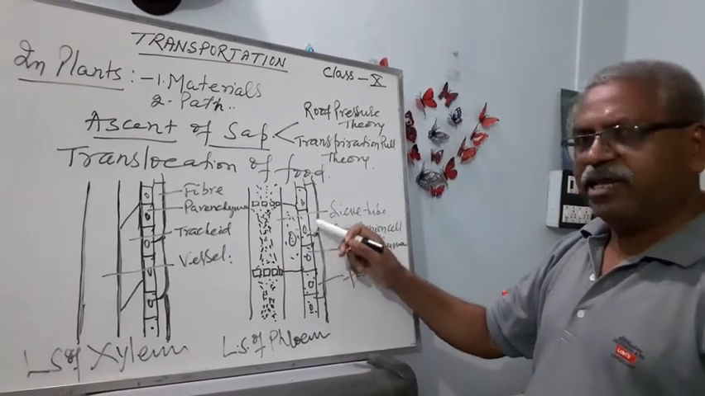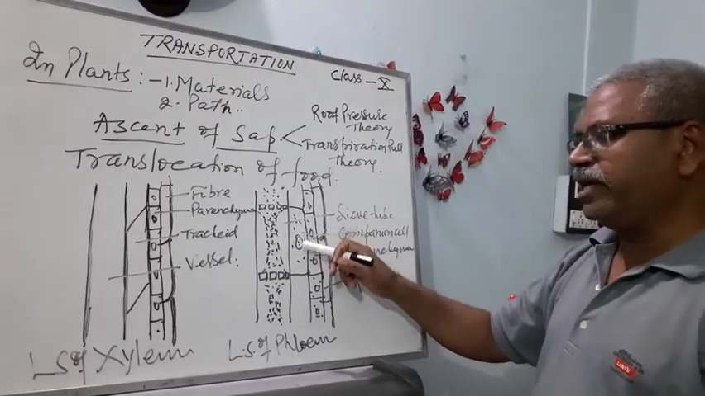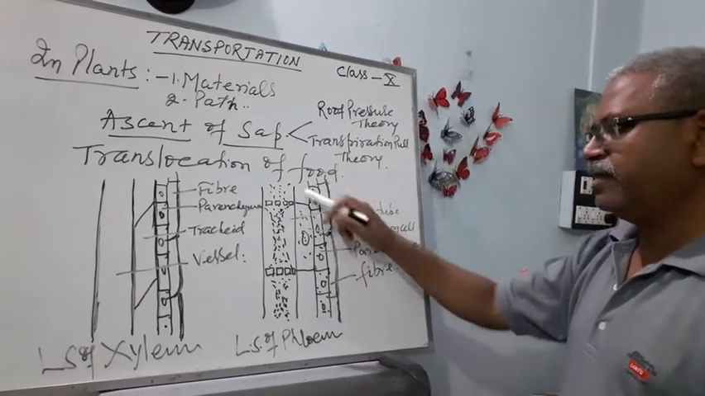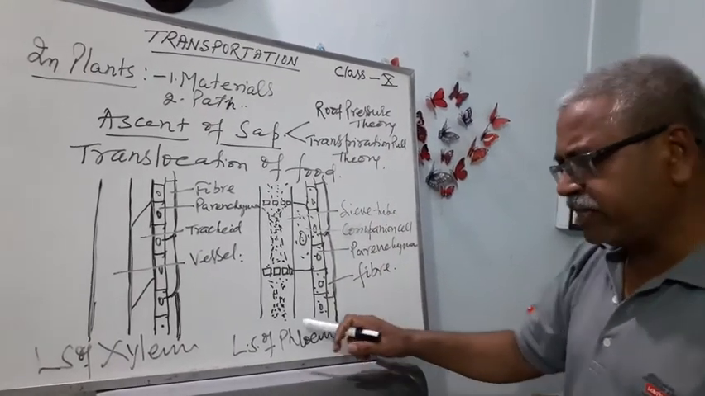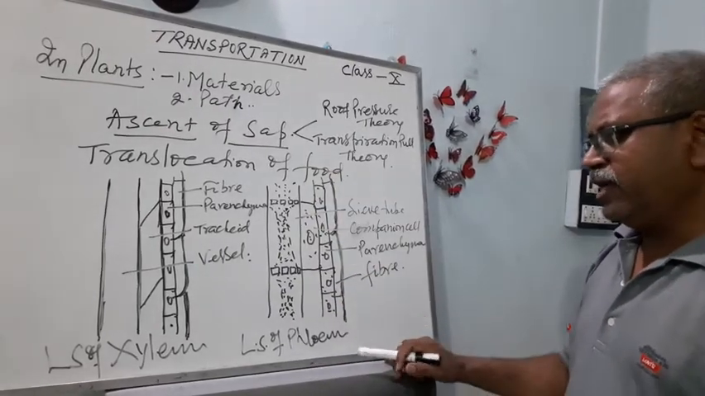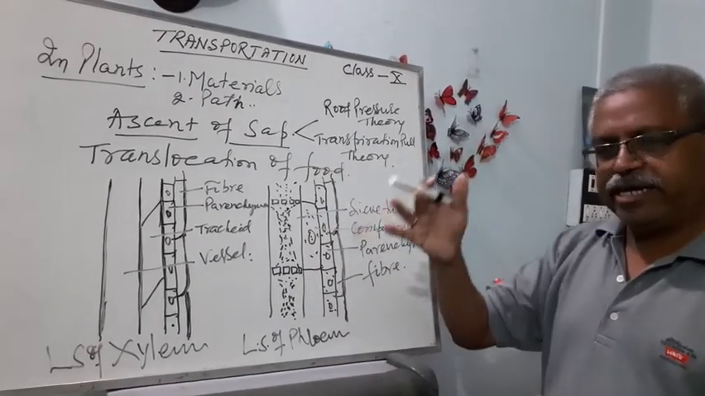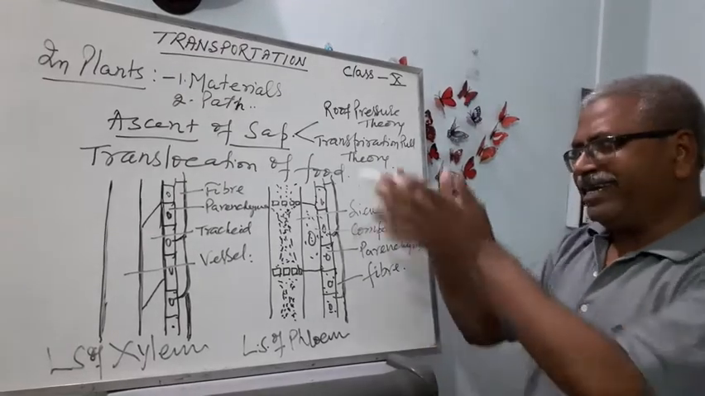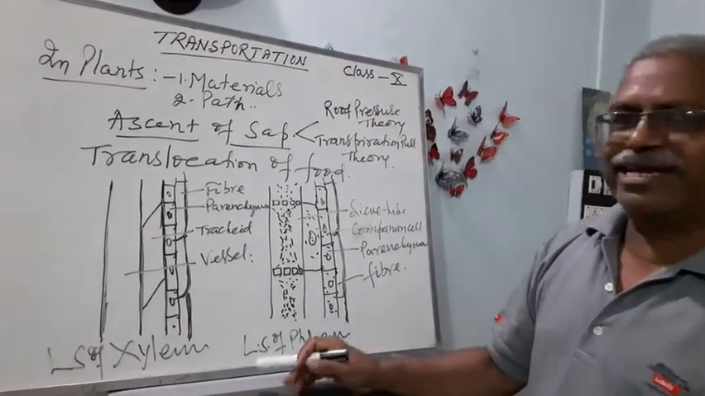Phloem parenchyma is a living cell which maintains the osmotic pressure and helps in translocation upward to downward, and in some cases lower to upward push. And this fiber helps in keeping it intact vertically.